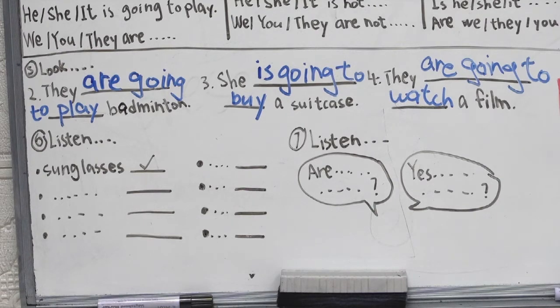Now let's move on to part number 6, which is listening. Listen and put a tick or a cross. Okay? There's an example. So please have a look. Alright, I'm going to start the listening now. So please be ready.